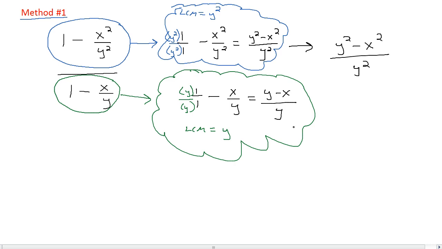And so what happens is when I put those back into my complex fraction, I have this large division bar. Now I've got a single fraction over a single fraction. Now I'm allowed to change the division into multiplication. So here's my numerator.